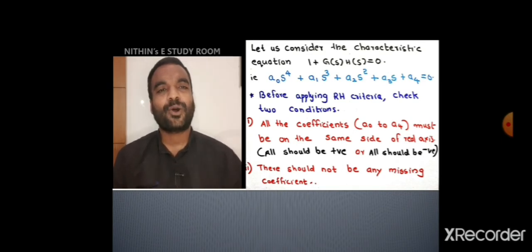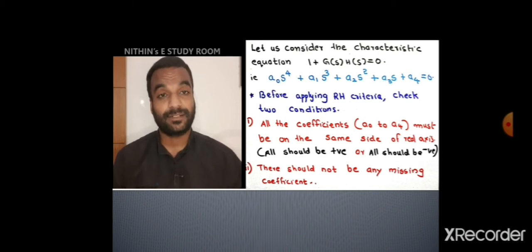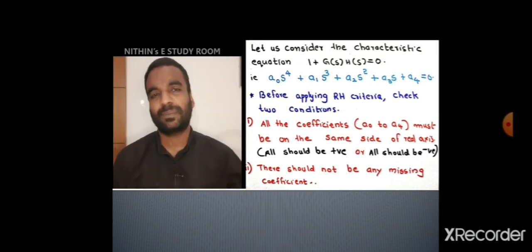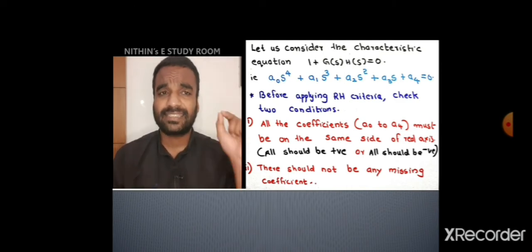So if you are not checking these two conditions and you are directly applying the RH stability criteria, you will be misled. You don't need to apply the RH stability criteria because in some problems, if these conditions are not satisfied, then at that point itself we can say the system is unstable. No, don't apply the RH stability criteria. From this condition itself we can say the system is unstable. So before applying the RH stability criteria, we should check whether the conditions are satisfied or not.